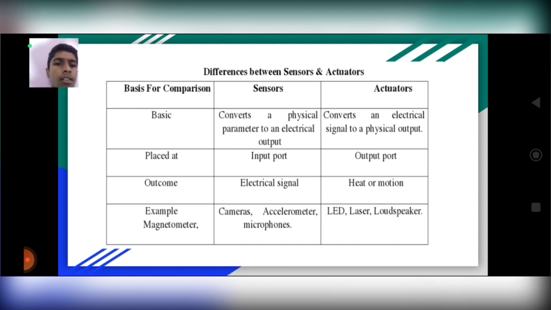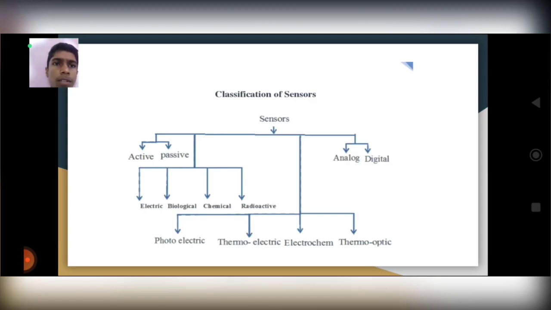Examples: cameras and microphones are examples of sensors. Actuators are LEDs, lasers, loudspeakers, etc. Classification of sensors. Sensors are classified into active, passive, electric, biological, chemical, radioactive, analog, digital, photoelectric, thermoelectric, electrochemical, thermo-optics.